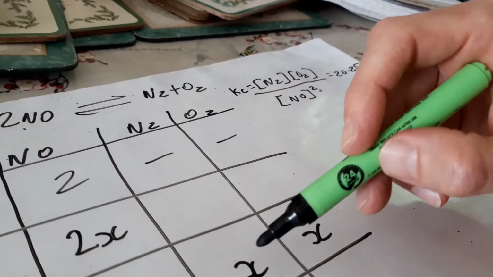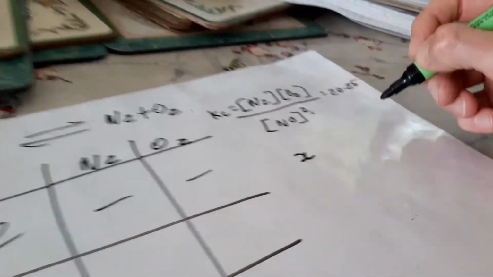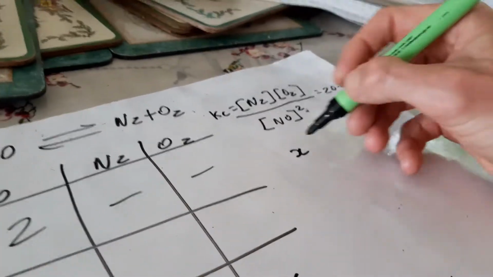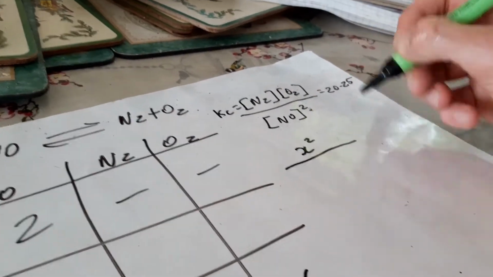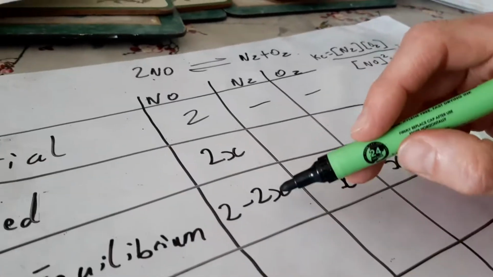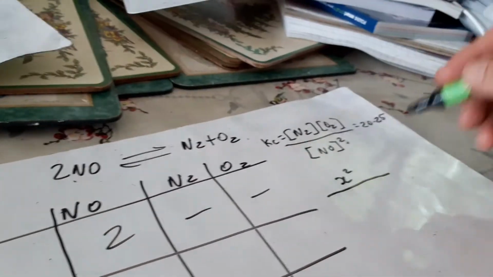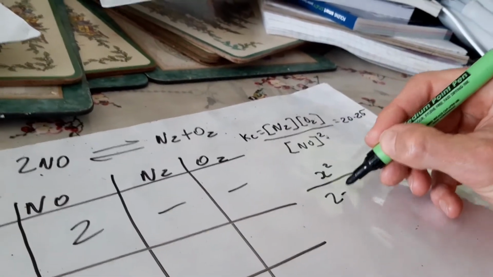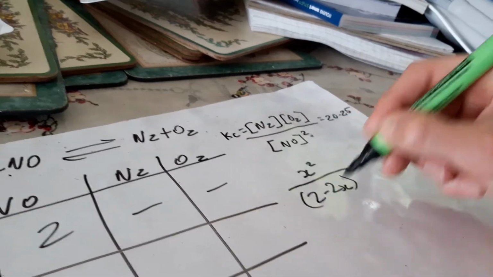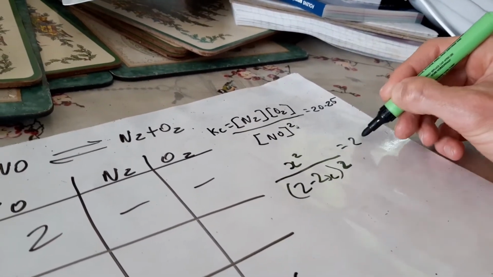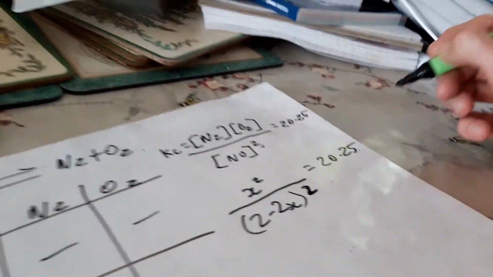So my concentration of N2 is X. That's going to be multiplied by the concentration of oxygen, which is X, so that's X squared. And I'm going to divide that by the concentration of nitrogen monoxide at equilibrium, which is 2 minus 2X. And don't forget to square that, because remember, it's Kc raised to the power of 2, isn't it? So it's 2 minus 2X squared, and that whole equation is equal to 20.25, like that.